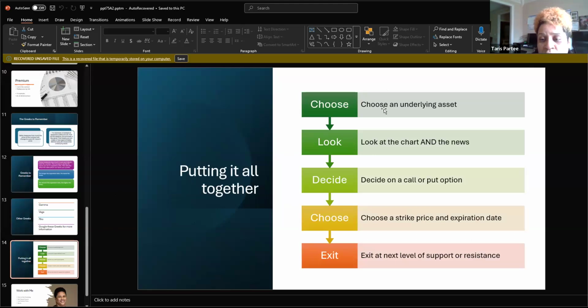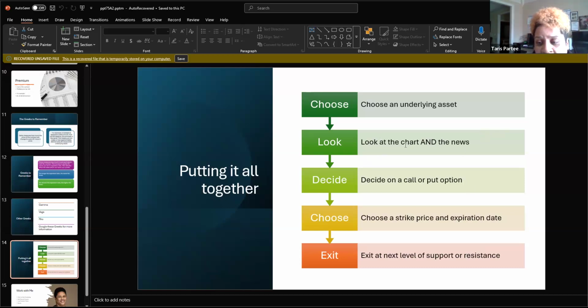So let's put it all together. You're going to choose an underlying asset. You're going to look at the chart and the news because you want to make sure that whatever stock you're trading, you don't have some type of crazy announcement that's going to hurt the stock. But if you like taking that risk, then be my guest. I personally do not like to trade when there is news going on with a stock. But some people use that as momentum.